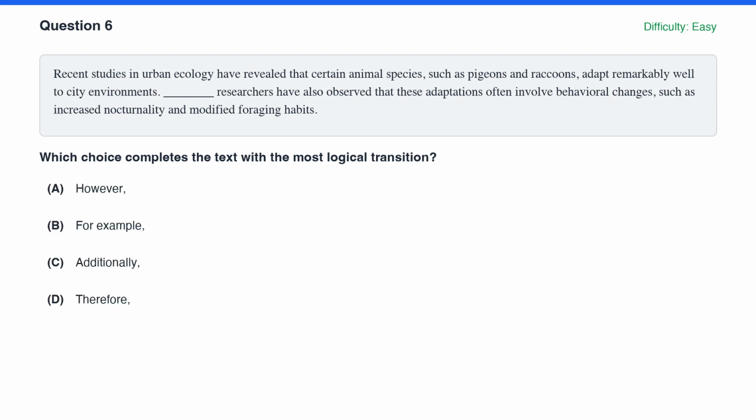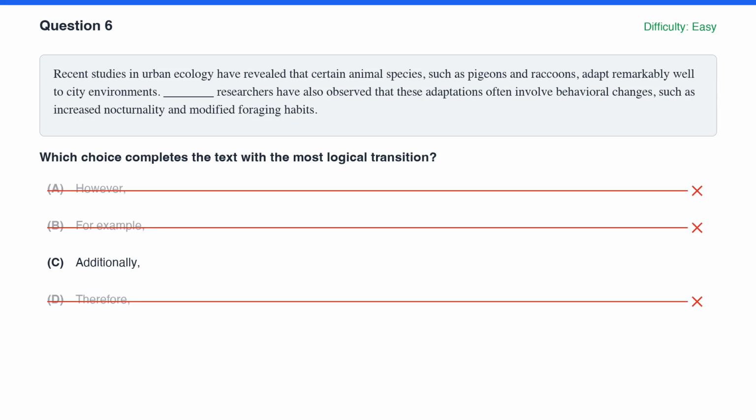The choices offer 4 logical relationships: contrast with however, illustration with for example, addition with additionally, and cause and effect with therefore. We need to identify how the second sentence relates to the first. Choice A fails because however signals contrast, but the second sentence elaborates rather than opposes the first. Choice B doesn't work because for example would require specific instances of adaptations, yet the second sentence describes a general category of behavioral changes, not concrete examples.